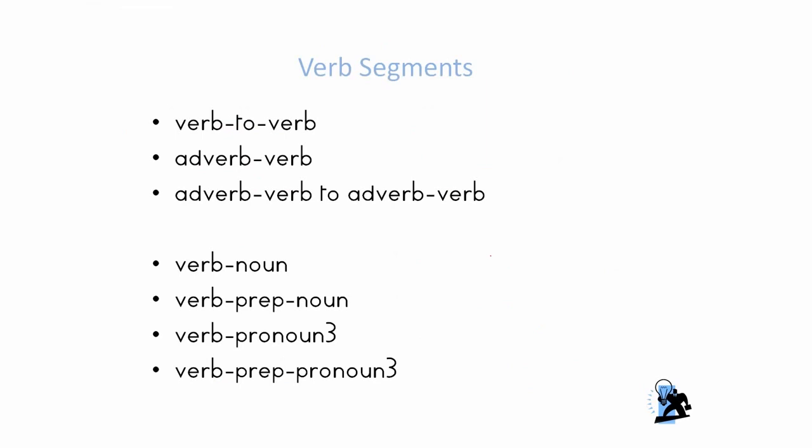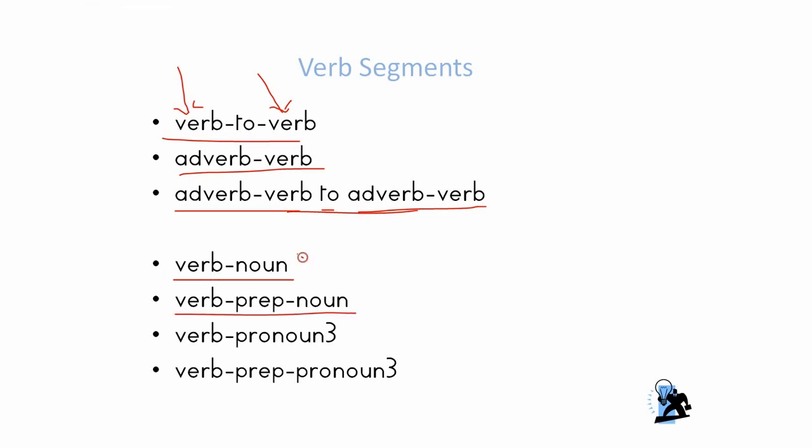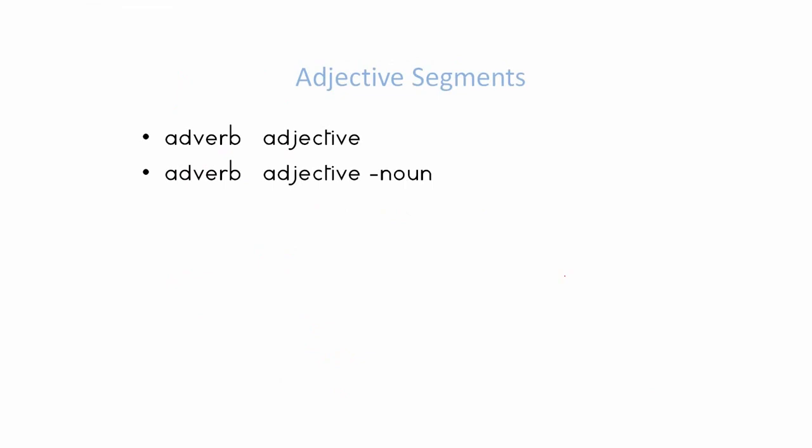So these are the verb segments page, a verb to verb or adverb verb, or I can add adverb to these verbs and make it as adverb verb to adverb verb, a bigger segment. Similarly with a verb noun or a verb preposition noun, or I can replace these nouns with pronoun 3. Those are the rules for verb segments. And finally, the adjective segments, the adverb and the adjective come together, or the adverb and adjective and the noun can come together. So we are done with the MMN rules and segments class.